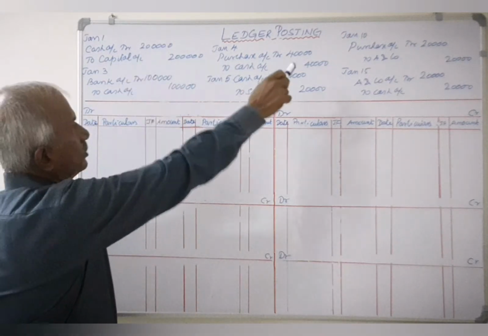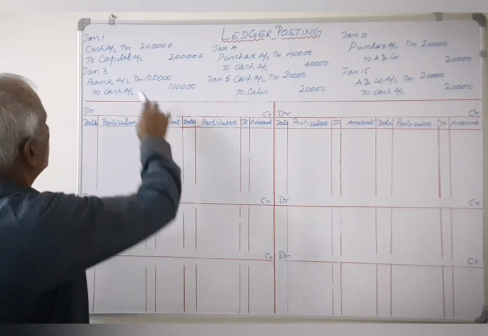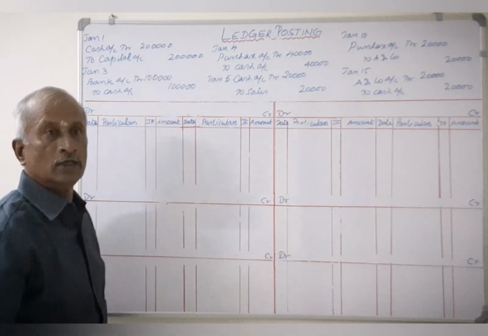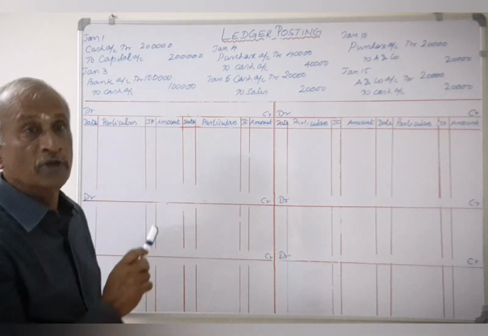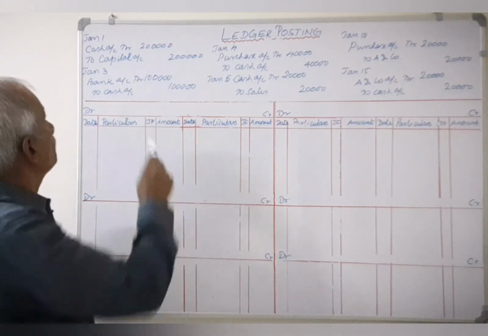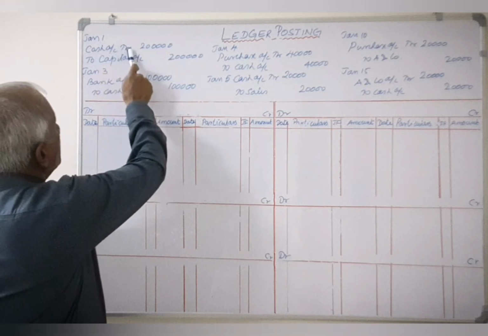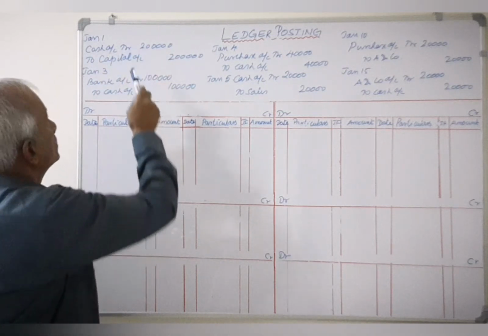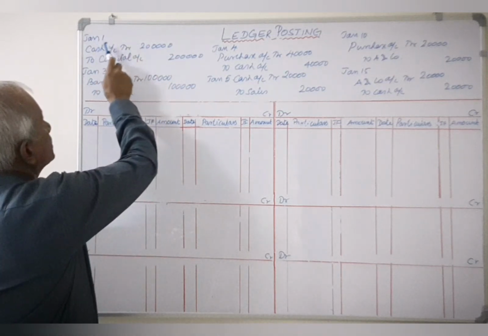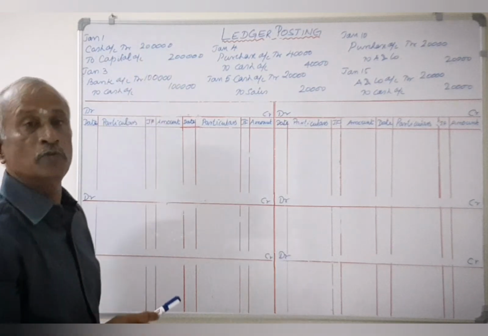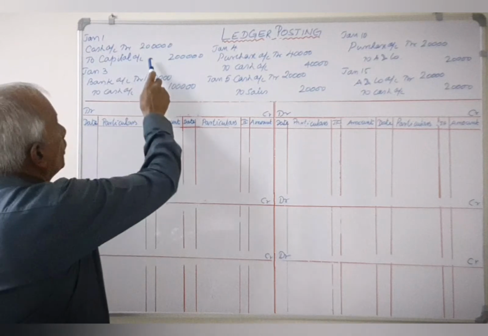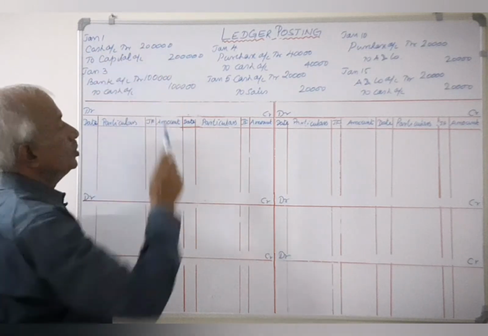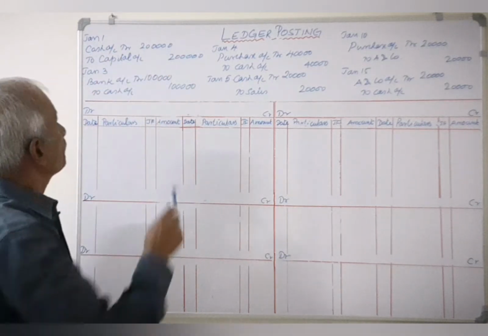Now I have given you 6 journals and let us post them into the ledgers. First of all, let us understand the meaning of each and every journal. Cash account debtor 2 lakh means on the debit side of the cash account 2 lakhs is to be recorded. To capital account means on the credit side of the capital account 2 lakh is to be credited.